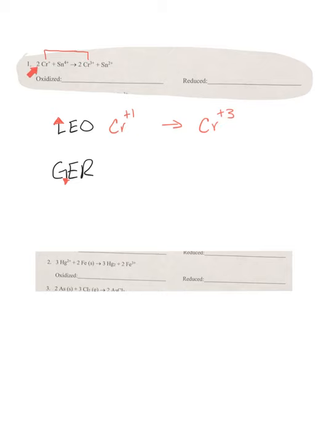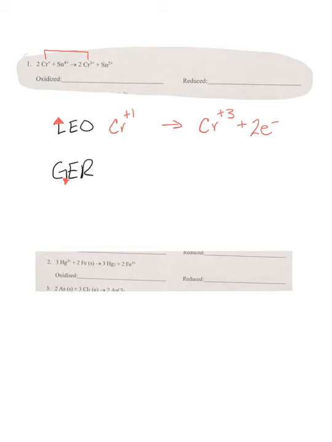I did not write these coefficients in, but if you did, you would have to account for them. But I didn't, so I'm going to leave them off for a second. We go from a +1 to a +3. That means each chromium is losing 2 electrons. So I'm going to put those 2 electrons on the product side, because in an oxidation half reaction, the electrons go on the right side of the arrow.